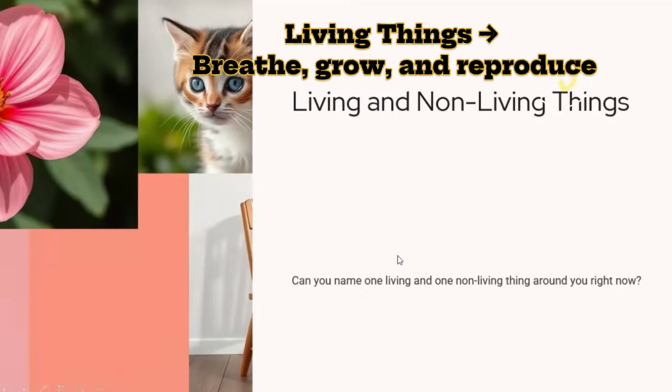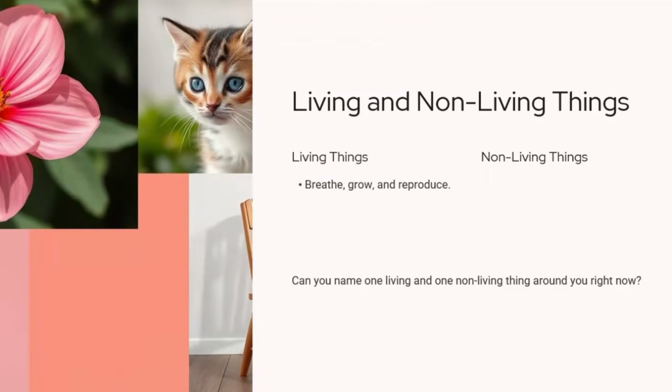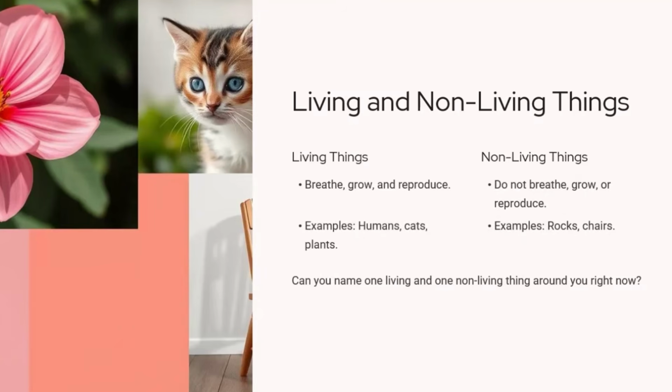We are going to solve them together. All right, before we start, let us break this down. We have living and non-living things. So what are the differences between them? Let's start with living things. Living things can breathe, they can grow, they can eat, they can do a lot of activities. But non-living things cannot do anything. They cannot breathe, they cannot grow, they cannot reproduce. Examples of living things that can grow and reproduce are humans, cats, plants, animals. And examples of non-living things are rocks.